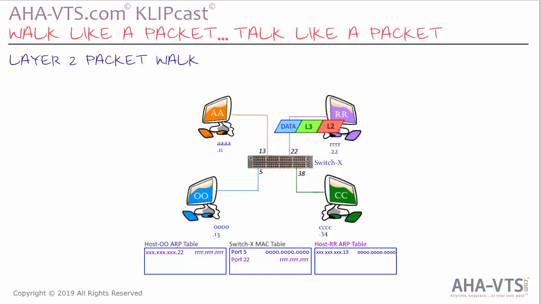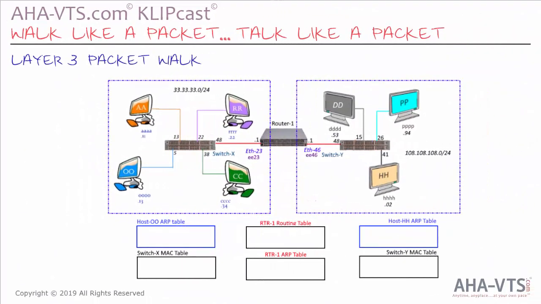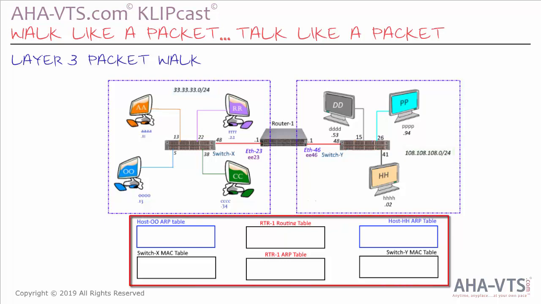Next, we'll go ahead and take a look at a layer 3 packet walk. As you can see, we expanded the diagram to include another network connected with a router. Now, the IP address for the purposes of layer 3 are significant. The network to the left has an IP network of 33.33.33.0/24, and the network on the right is 108.108.108.0/24.